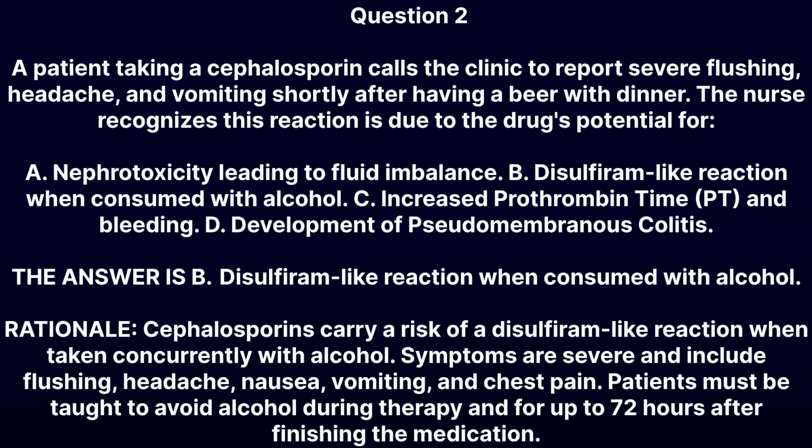Question 2. A patient taking a cephalosporin calls the clinic to report severe flushing, headache, and vomiting shortly after having a beer with dinner. The nurse recognizes this reaction is due to the drug's potential for A. Nephrotoxicity leading to fluid imbalance. B. Disulfiram-like reaction when consumed with alcohol. C. Increased prothrombin time, PT, and bleeding. D. Development of pseudomembranous colitis. The answer is B. Disulfiram-like reaction when consumed with alcohol.